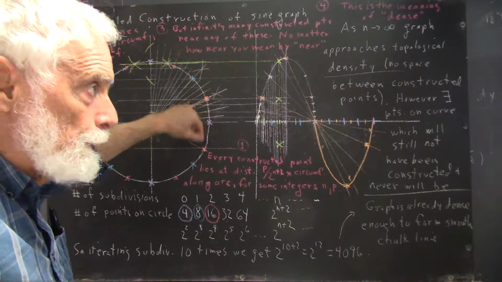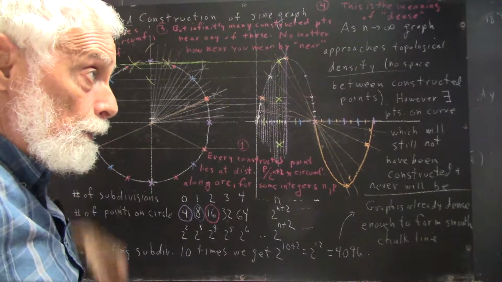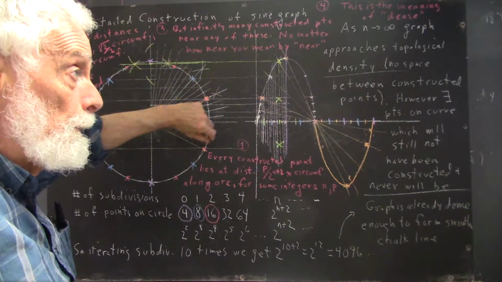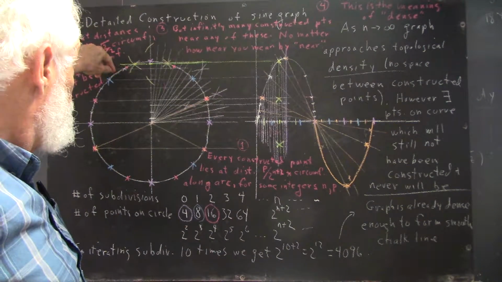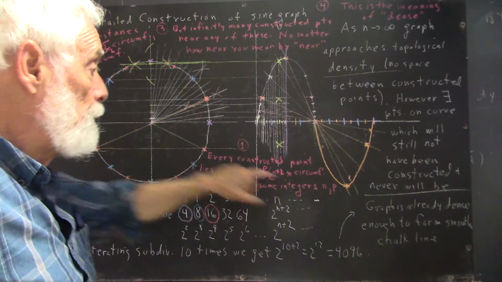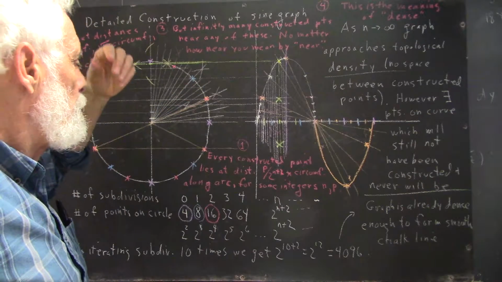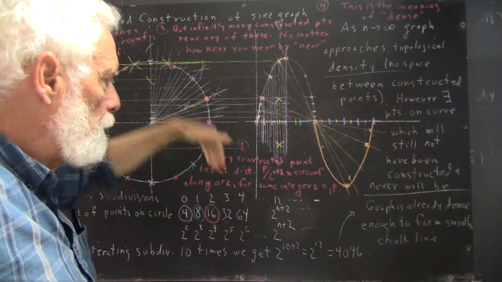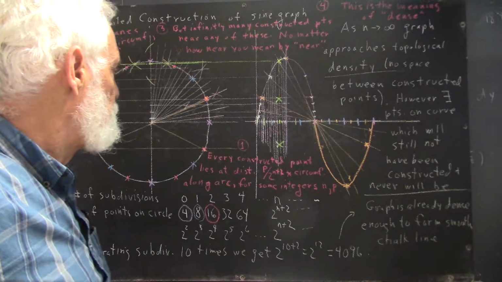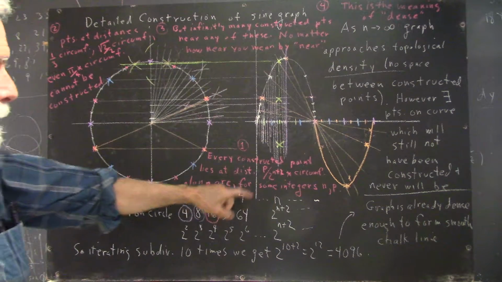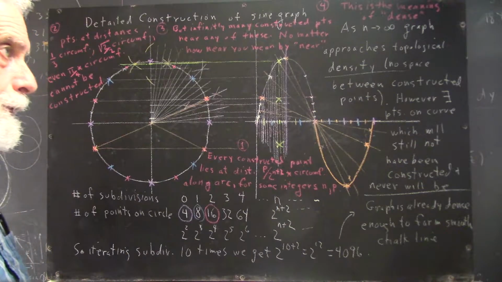And then we're at some number of those divisions around the circle. The number of those little arcs around the circle that it takes to get to a point is the value of p. The number of times we need to iterate our division is n. So every constructed point lies at distance p over 2 to the n plus 2 times the circumference.